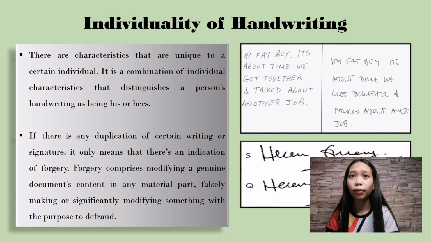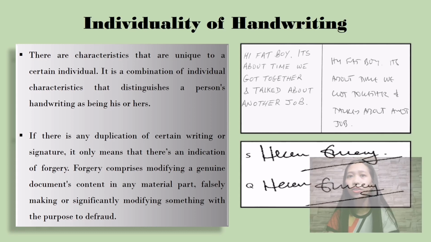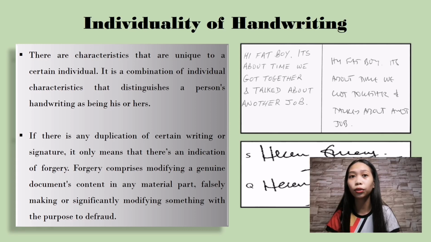Next, there are characteristics that are unique to a certain individual. It is a combination of individual characteristics that distinguishes a person's handwriting as being his or hers. If there is any duplication of a certain writing or signature, it only means that there's an indication of forgery. Forgery comprises modifying a genuine document's content in any material part, falsely making or significantly modifying something with the purpose of defrauding or to defraud.